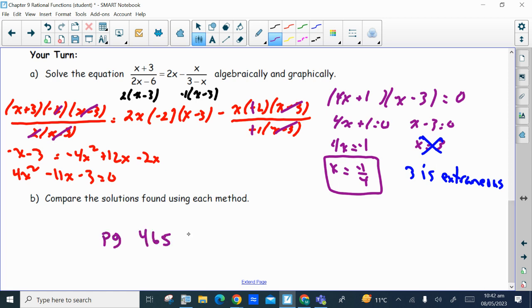So page 465, questions 2 through 4 is what you should work on. I will post those to the classroom so that you can check your answers.